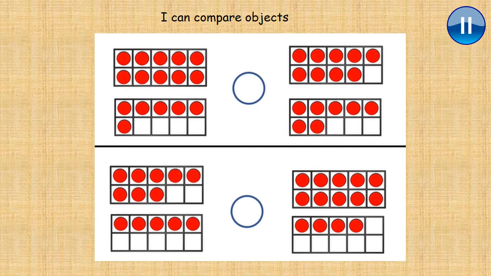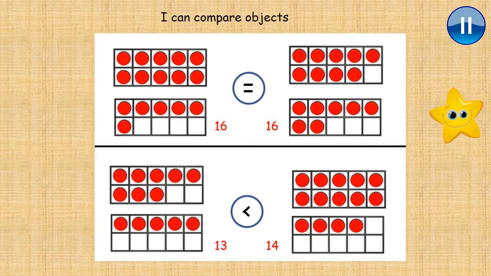Let's check your answers. Here I can see 16 and here I can see 16. I will use equal because both sides are the same. Here I can see 13, but here I can see 14. I know that 13 is less than 14, so I will use the less than sign to make these statements correct.